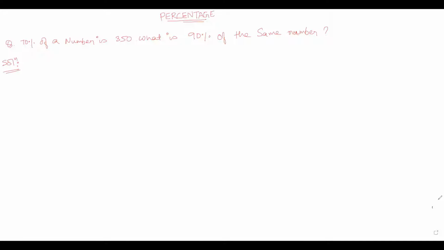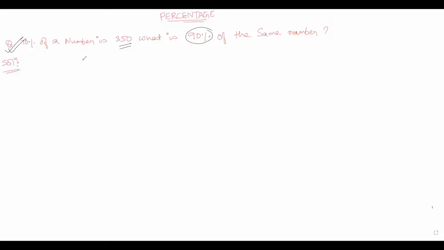In today's video, we'll be seeing some word problems on percentage. So let us start with that. The first question given is: 70% of a number is 350. We need to find what is 90% of the same number. I'll be showing you two methods of solving the same problem.